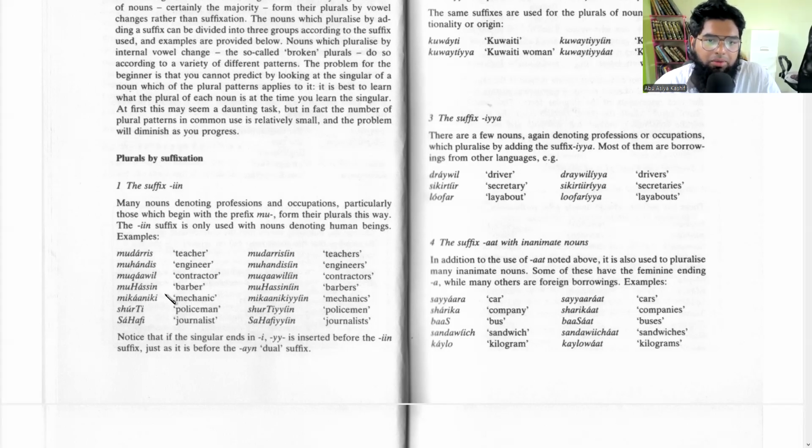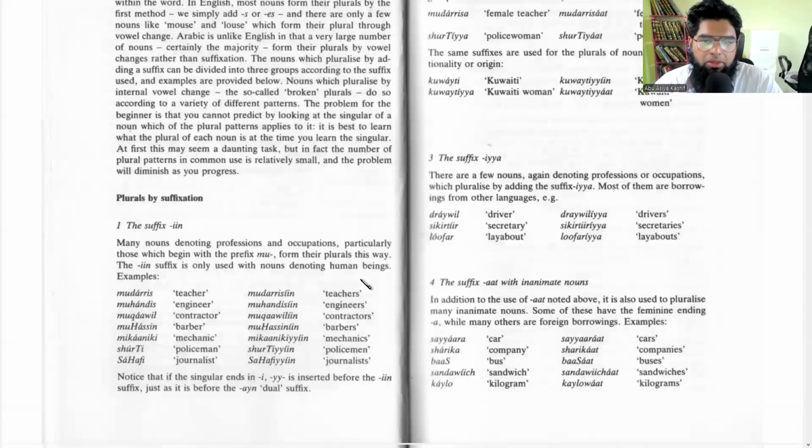Or حجام is محسن. ميكانيكي ميكانيكيين, mechanic. Shorty, policeman. Police is police, one guy is called shorty, policeman. Sahafi, journalist, sahafiyin. So in is added for professions, generally speaking human beings. Notice that in the singular a y is inserted before in, sahafiyin, just as between ain, the ya is entered.